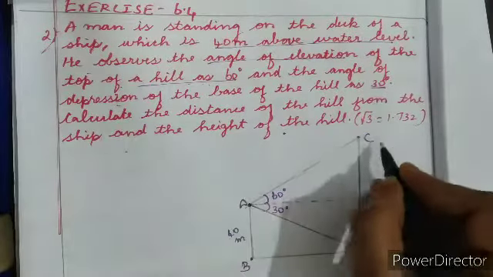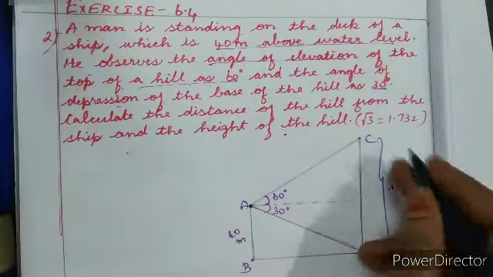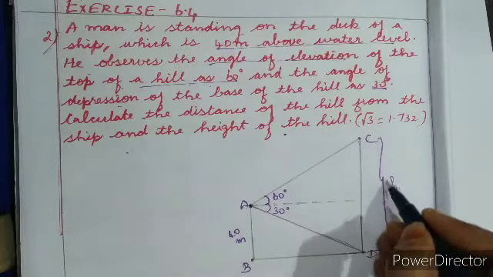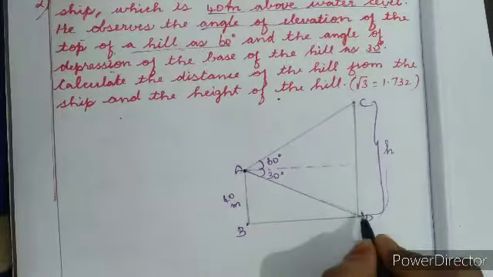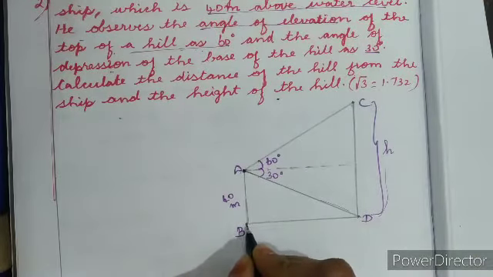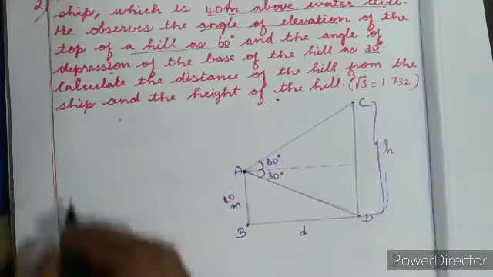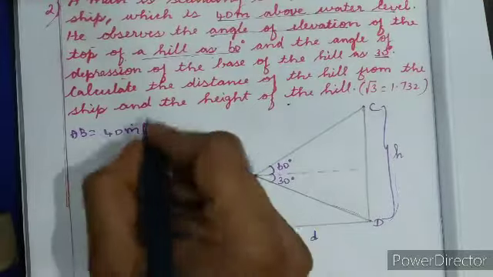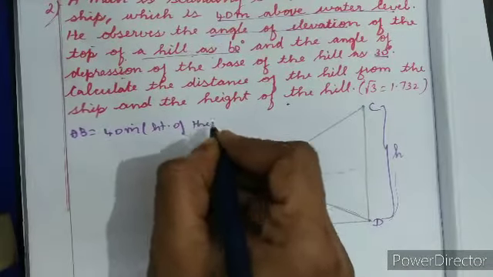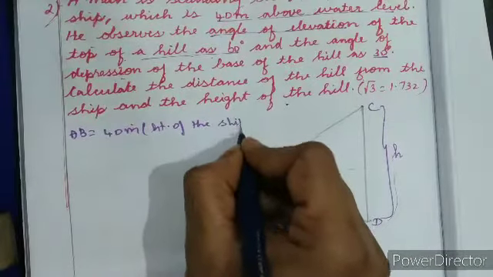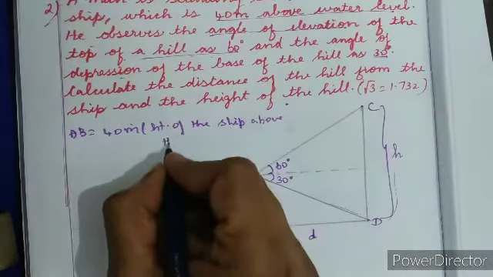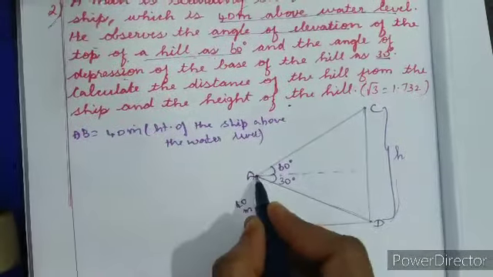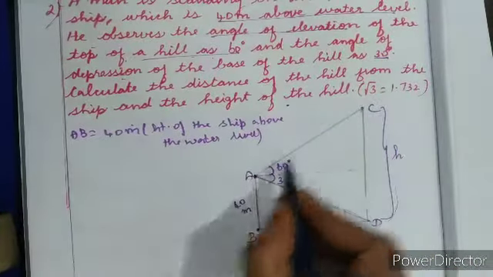See here, CD, let us take H as the height of the hill. Calculate the distance of the hill from the ship and the height of the hill. So let CD be the height of the hill, and the distance is asked, that is, from the ship to the hill. Let AB be equal to 40 meter, it is the height of the ship above the water level. At that particular height the man is observing the top and bottom of the hill.